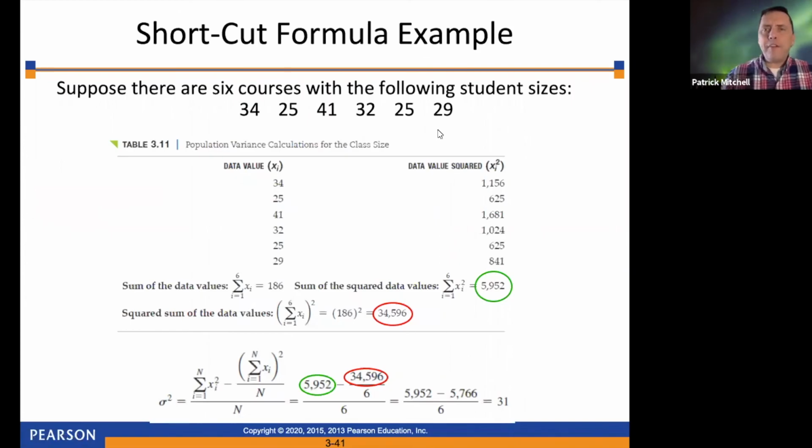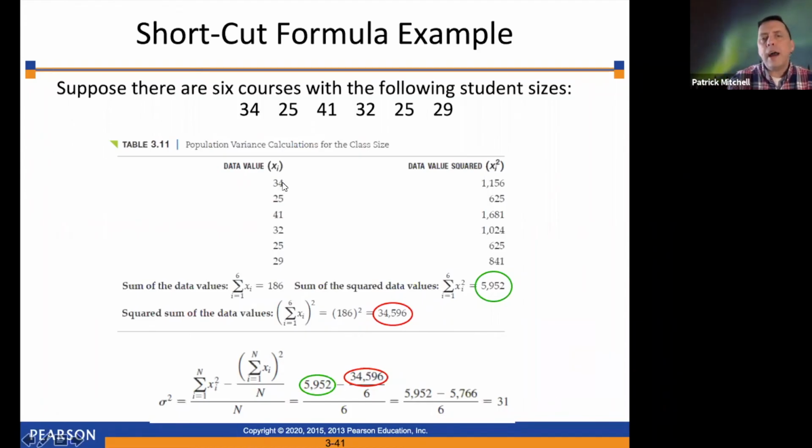Okay, so here's an example of using the shortcut formula, and then I'm going to give you one to practice. Suppose there are 6 courses with the following student sizes: 34, 25, 41, 32, 25, 29. So I list those data values, and then I list the squares of those values. To use the shortcut formula, your table only needs 2 columns. Another nice thing about this formula is you don't have to calculate the mean, all right? And oftentimes you don't have any decimals get involved until the very end.